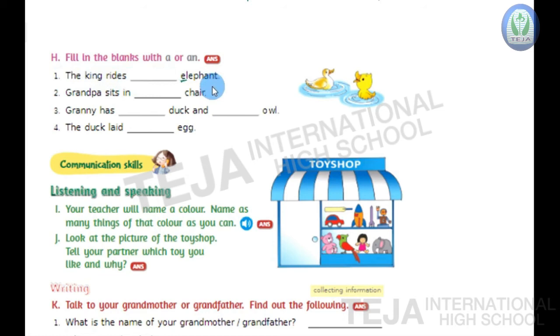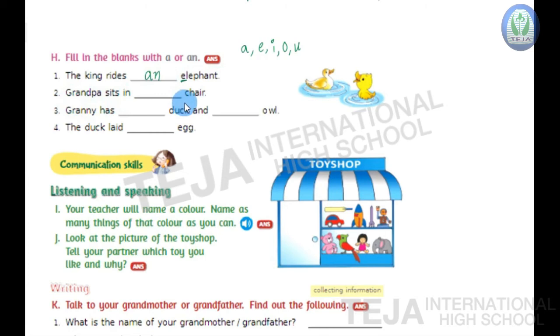So here the first question is, the king rides dash elephant. So A, E, I, O, U are the vowel letters. Now any letter that begins with A, E, I, O, U, so you have to write an before it. Now here elephant, the starting letter is E, so write an in the blank, children. Now the sentence is, the king rides an elephant.